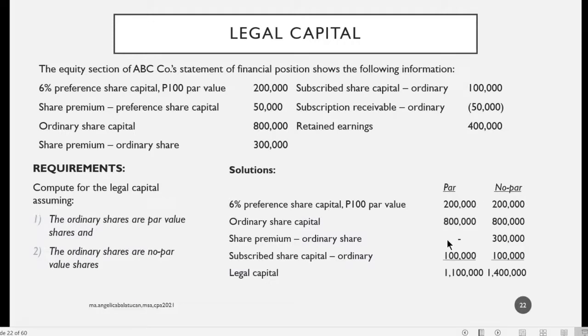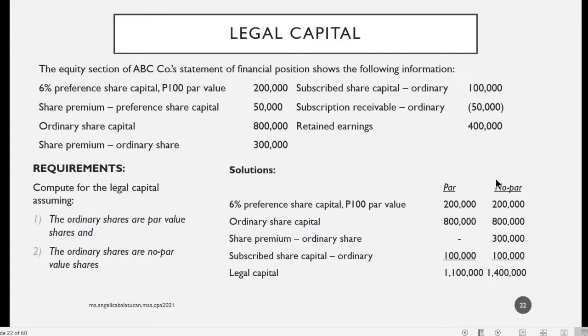Then, if you can observe, the share premium is not included if we're talking about par value shares. Because, by definition, the legal capital, if the shares are with par value, is the par value of the shares issued and subscribed. And the issued portion here is the preference share capital and the ordinary share capital. Then, plus subscribed.